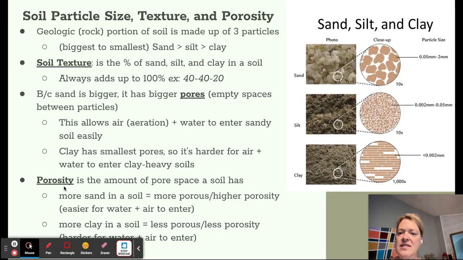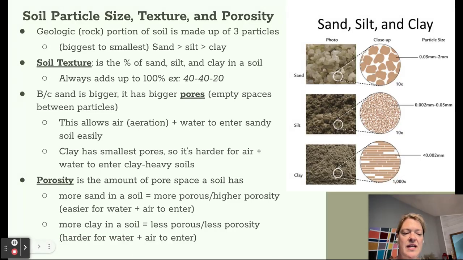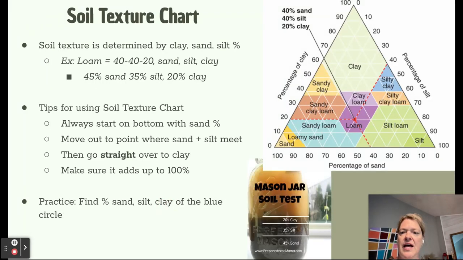Okay, and then lastly, on this slide, we have porosity. Porosity is the amount of pore space that a soil has. So if there's more sand in a soil, it is more porous and has a higher porosity. Porosity just means that it's easier for the water and the air to enter when we use the term porosity. Clay has tiny particles, and it's less porous or has less porosity, which means it's very, very hard for water and air to enter clay.